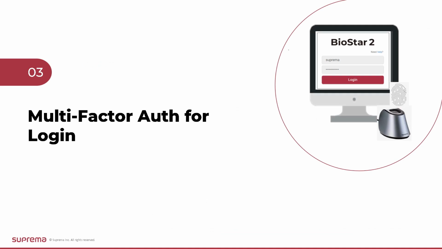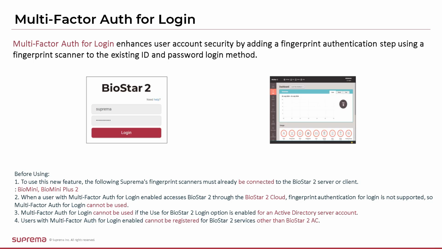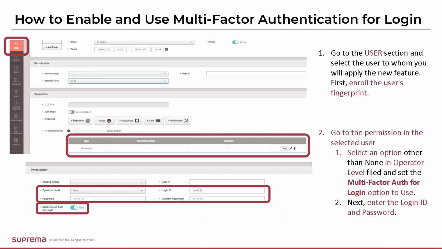Alright, let's see how the multi-factor authentication for login works. In order to log in to the BioStar 2 system, only designated users can log in through the ID and password set by the administrator. The newly released 2.9.7 has a new function that allows login only after successful authentication through a registered fingerprint after entering the ID and password. To activate this function, first select the user menu and select the user who will use the function. If there is no fingerprint registered for the user, please register a fingerprint first.